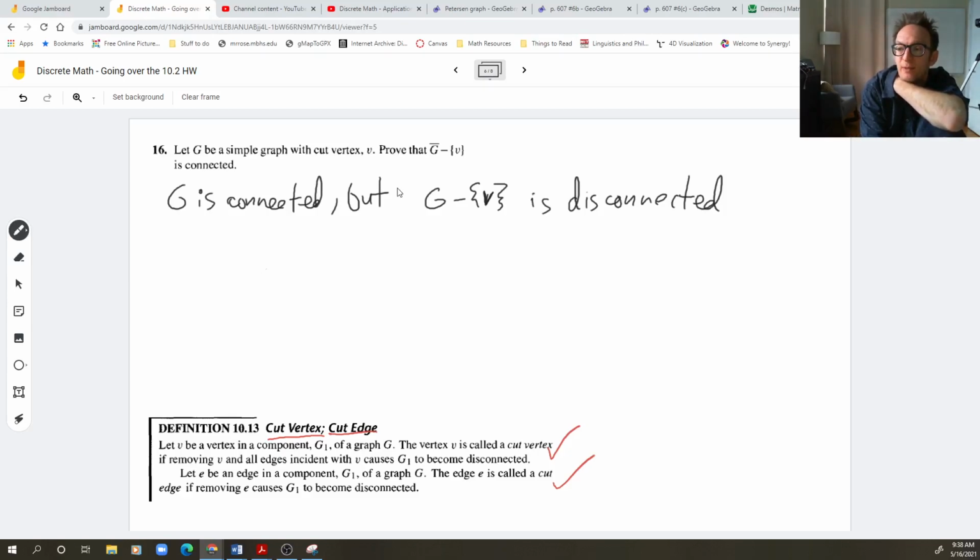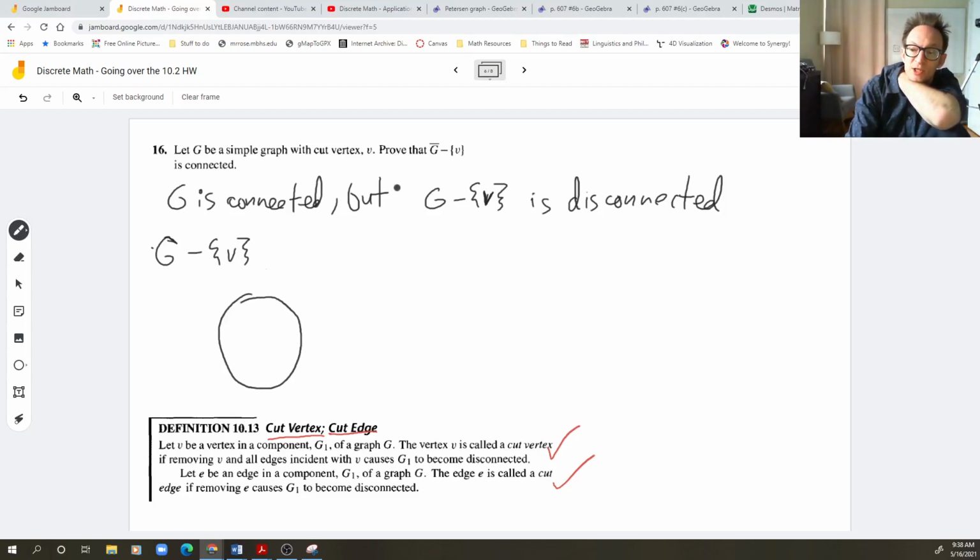Prove that G complement minus V is connected. Okay, well, what is going on? Let's make a picture. Here is the picture. G looks like this. And G minus V must have some components, at least 2.